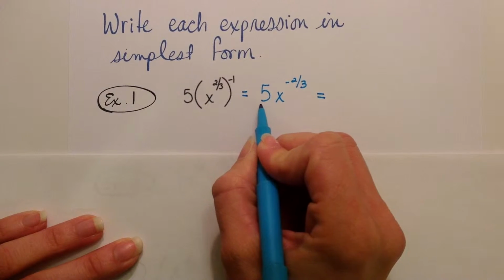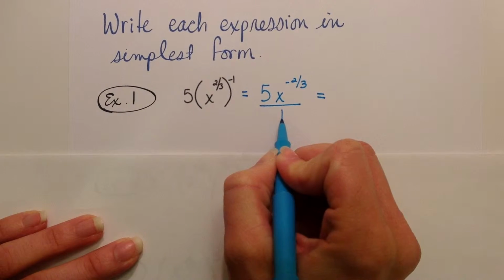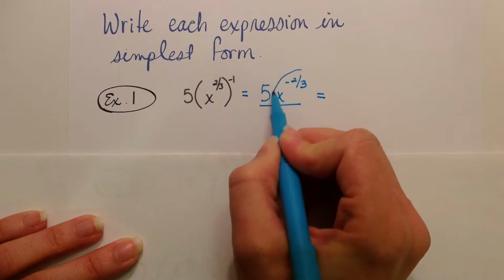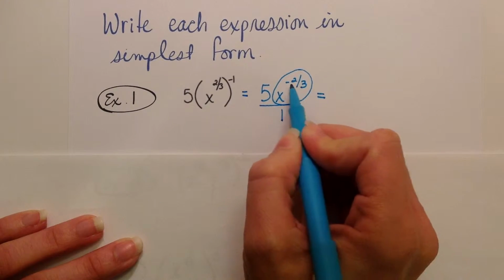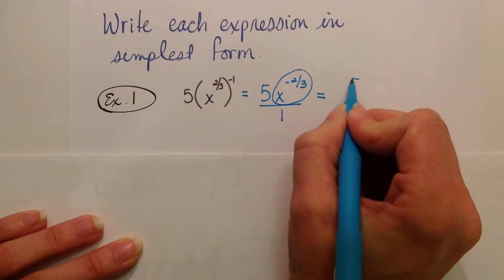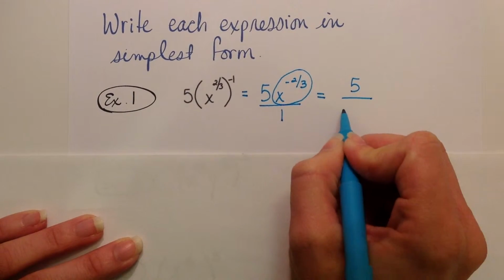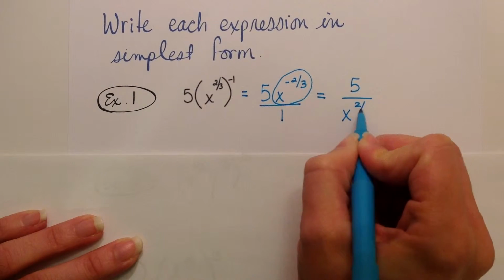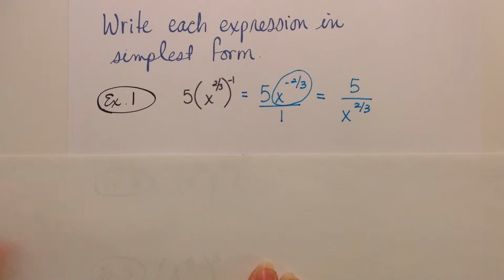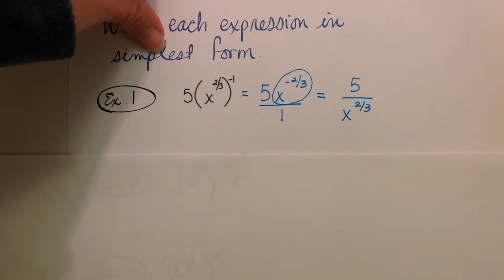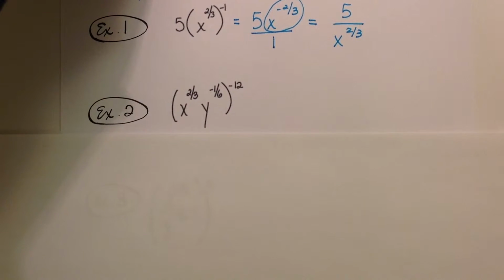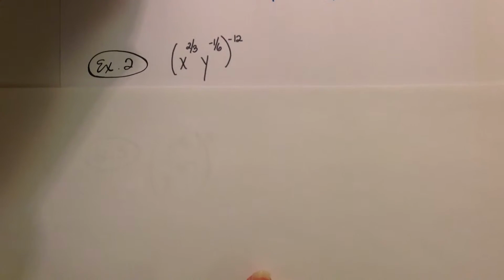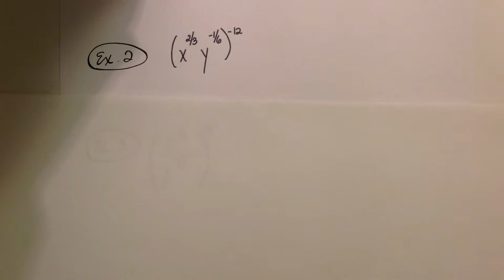So right now, all of this is understood to be over 1. So you need to take just this. You don't take the whole numerator, just the part that's got the negative exponent, and move it to the bottom. So your final answer would be 5 over x to the positive 2/3. Okay, next. Now remember, if you need to pause as I'm going through any of these, then you just need to pause it and then copy down the problem.